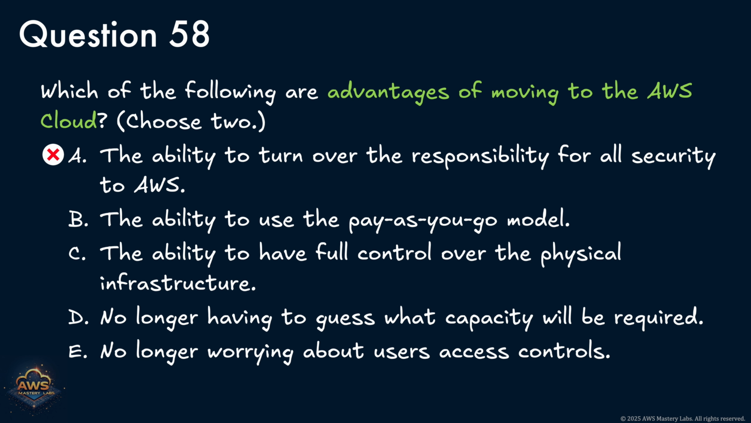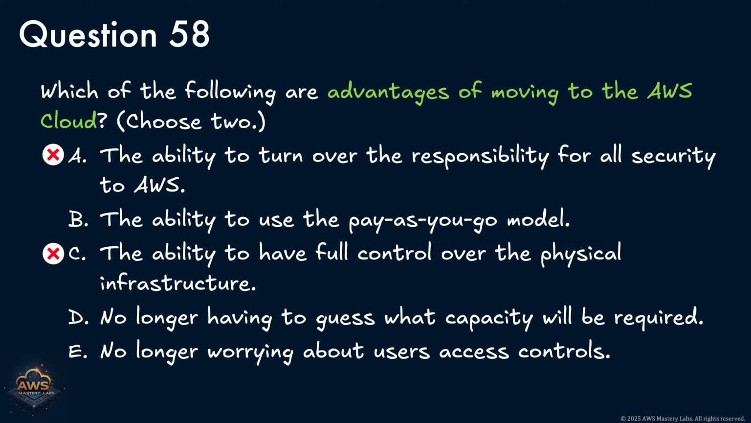Option A, the ability to turn over the responsibility for all security to AWS. This is a common misconception. While AWS does handle the security of the cloud, meaning infrastructure, hardware, and managed services, the security in the cloud, like data encryption, user access, and firewall settings, is the customer's responsibility. Security is shared, not handed off completely. Incorrect, because security in the AWS cloud is a shared responsibility. AWS does not assume all security duties.